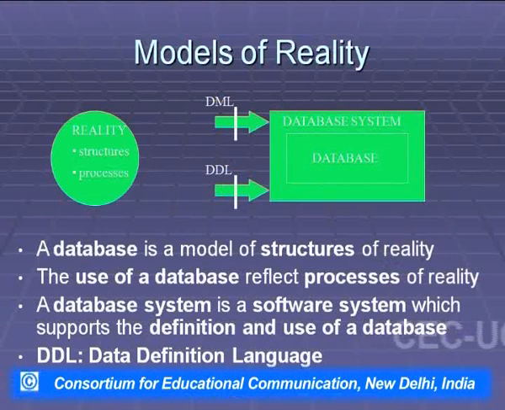So the question is how this information is going to be stored, and in which manner, because, as we have mentioned, every organization's requirement is going to be different. The structure of the database, the way things are going to be used, is what we are going to discuss today. Now you see, model of reality: reality, structure, process. DML, that is data manipulation language, and DDL, that is data definition language, and how they are connected with the database system.